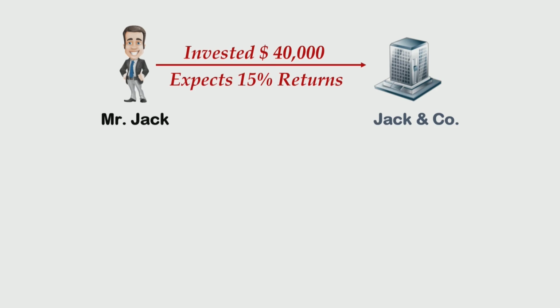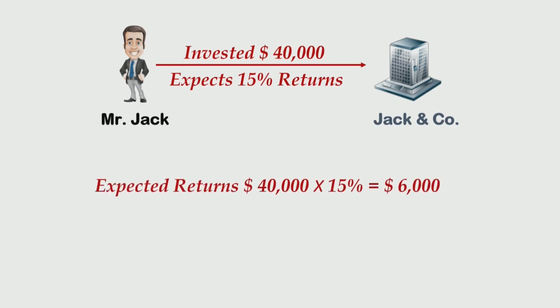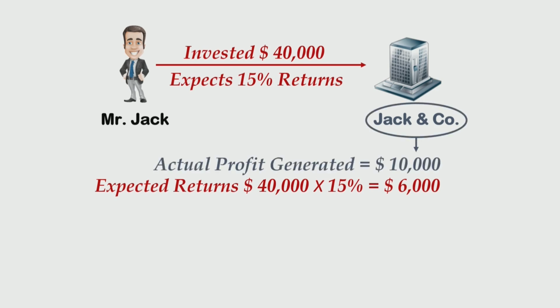So if you work out what would be the total expected profit by Mr. Jack, Mr. Jack would obviously expect 15% of $40,000, that would be $6,000 by end of the year. Now let us look into what is the actual profit generated by this Jack and Company. Jack and Company has generated actual profit of $10,000. Now can you notice one thing? The actual profit of $10,000 exceeds the expected profit of $6,000.